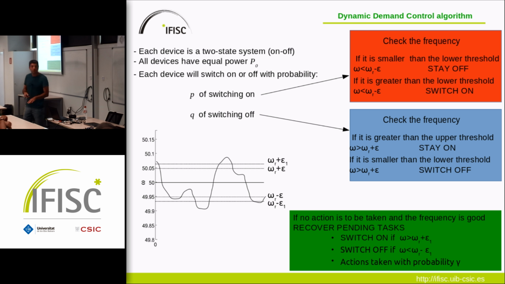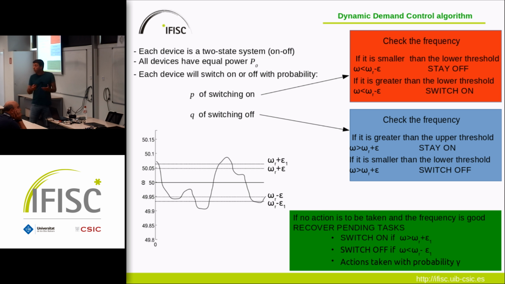So what we do now is introduce this dynamic demand control. And again, we need a model for that, and we do the simplest we can. We do something which is device independent, in our previous model. Each device can be on or off, has the same power, and each device switches on with probability P or switches off with probability Q.